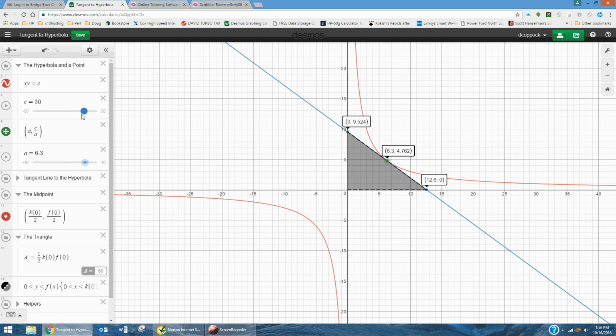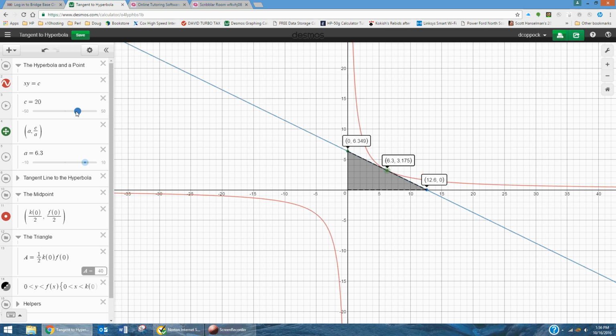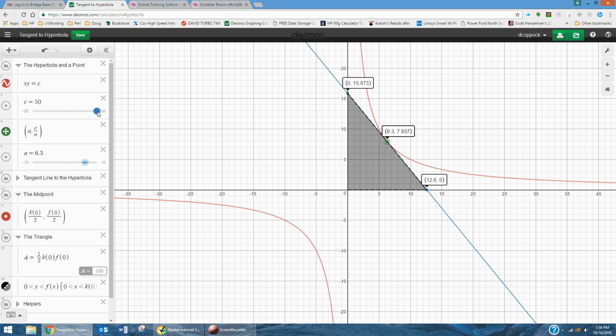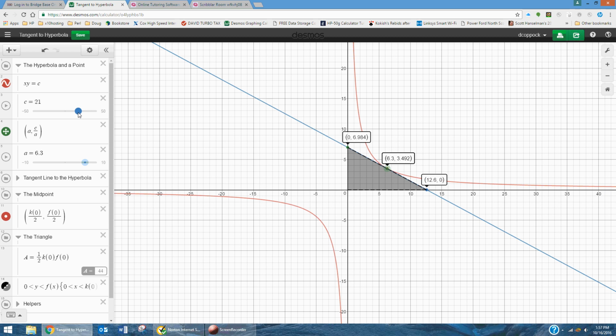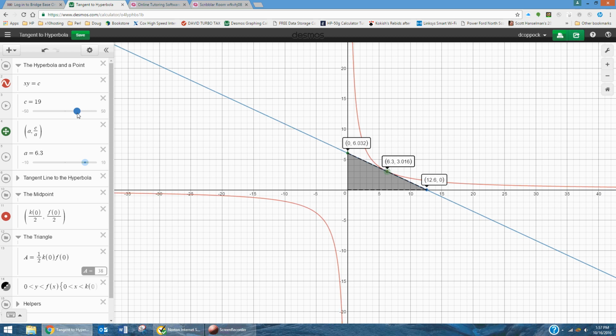What if I decrease c to 20? Well, the area becomes 40. What if I increase c to 50? Well, the area becomes 100. So not only does the area remain constant, we can actually get a formula for what the area will be depending on the value of c. It looks like the area of the triangle is always 2 times whatever c is.